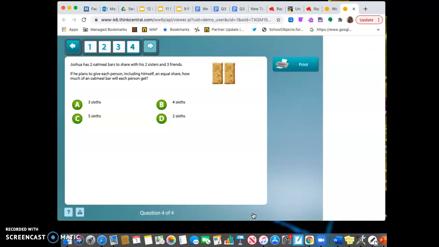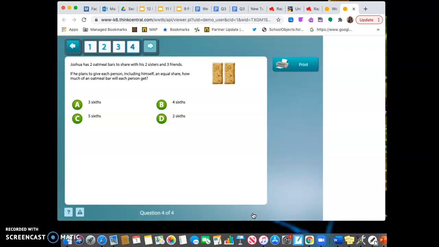Joshua has 2 oatmeal bars to share with his 2 sisters and 3 friends. All right, so how many is that total? 2 sisters, 3 friends. If you're counting on your hands, you ran out because you still have Joshua to count. So that's 6. There's 6 people total sharing these 2 oatmeal bars, okay? Are they going to get a whole one? No. Are they going to get a half? No. Well, let's see if each person, including Joshua, gets an equal share. How much of each oatmeal bar will each person get?